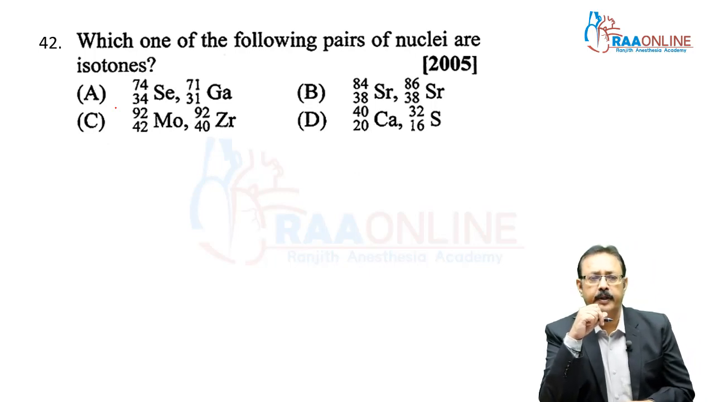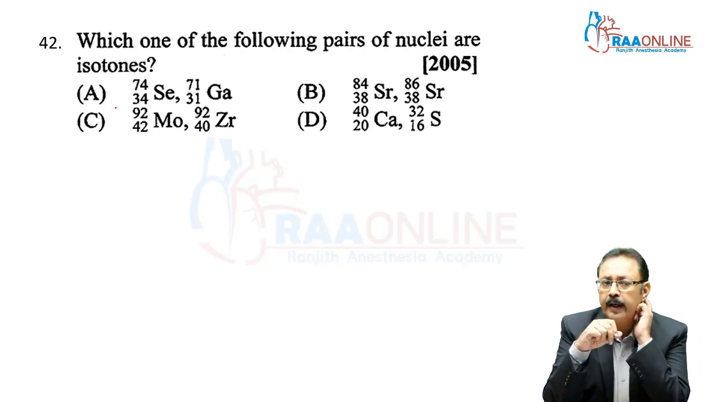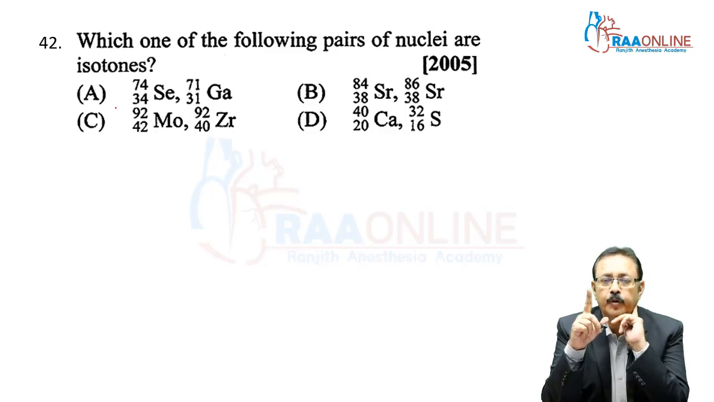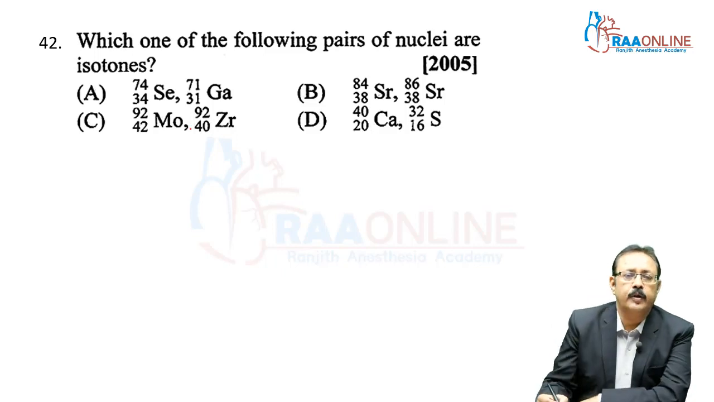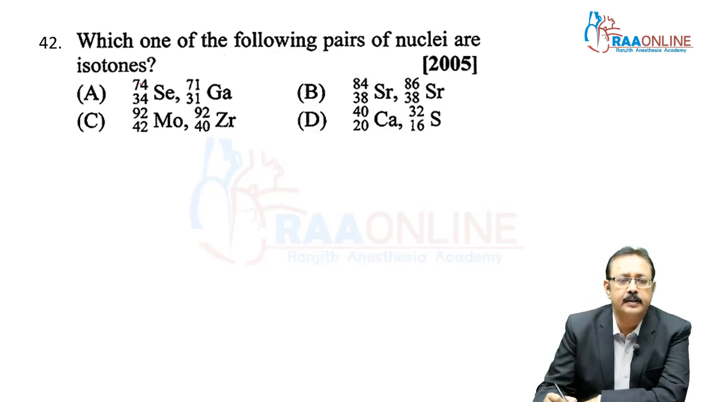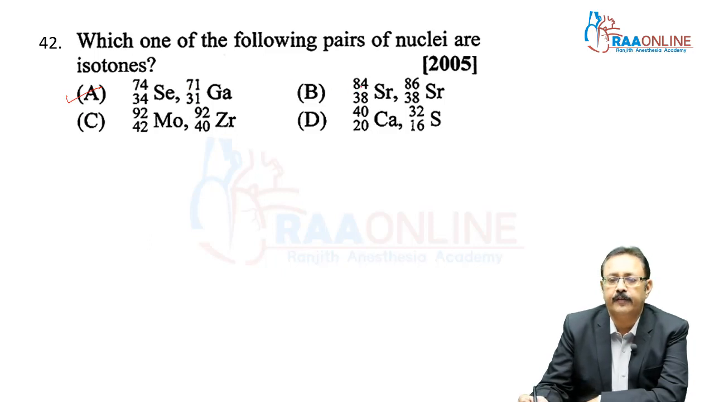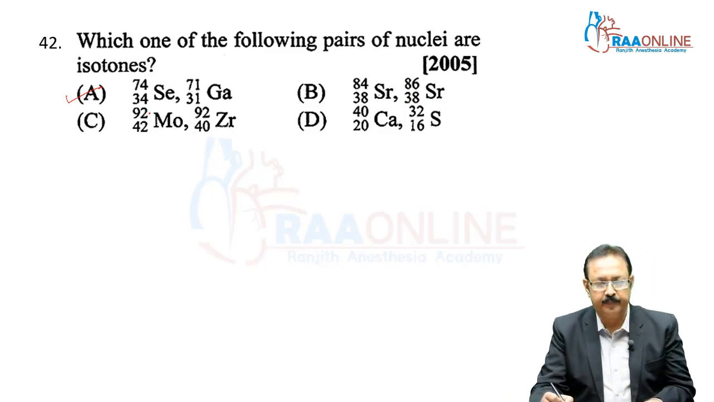2005 AIPMT. Which one of the following pairs of nuclei are isotones? Isotones means the same number of neutrons, and the number of neutrons is the difference of A and Z. So in this case, the difference is 40. In this case it is again 40. So option A is correct. In this case, the difference is 46. In this case, the difference is 48. So we got option A.